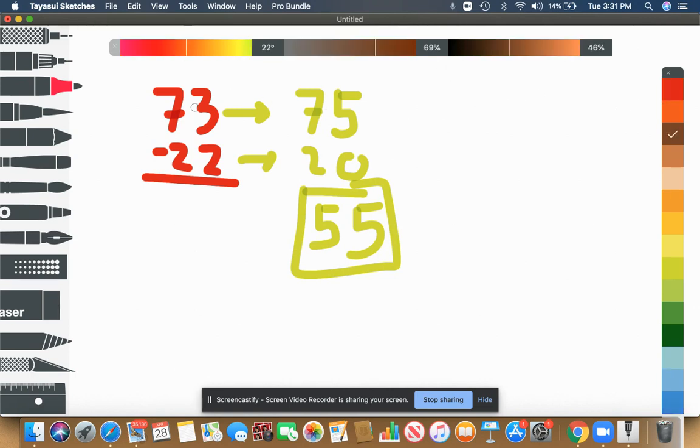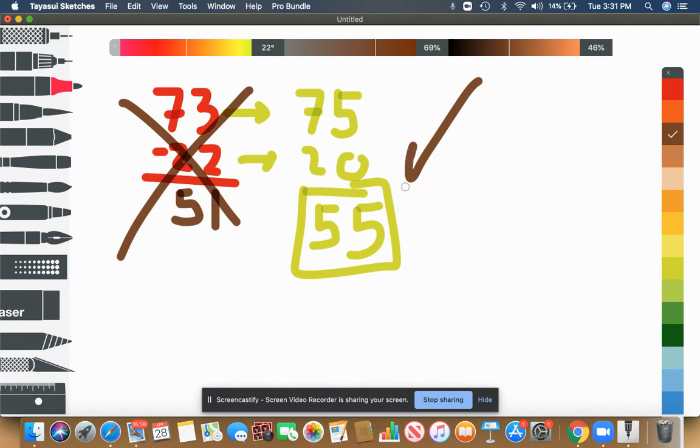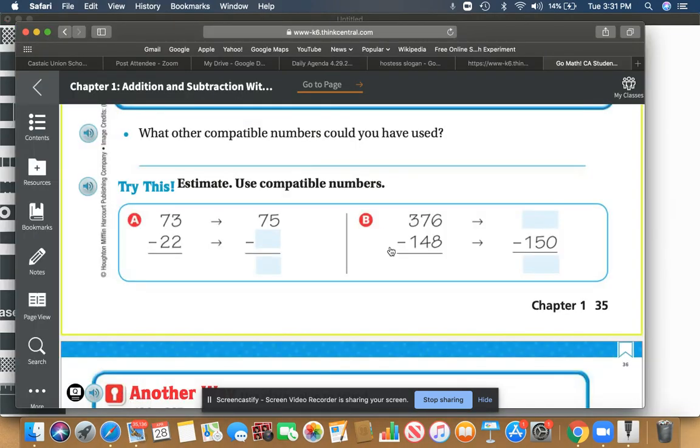Some people are going to want to do this: 3 minus 2 is 1, 7 minus 2 is 5, 51. Do not do that. It does not ask us for the exact answer. It asks you for the estimate. Estimating is a skill you guys need to have. Let's do one more real quick.